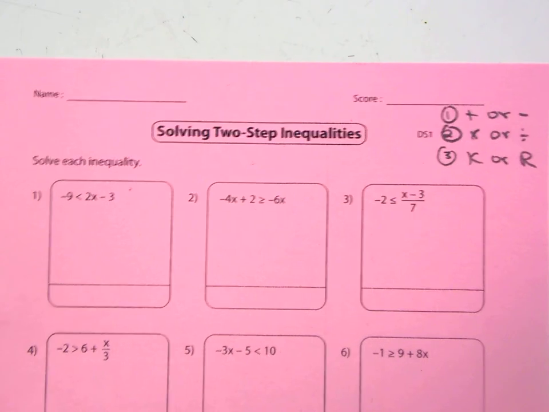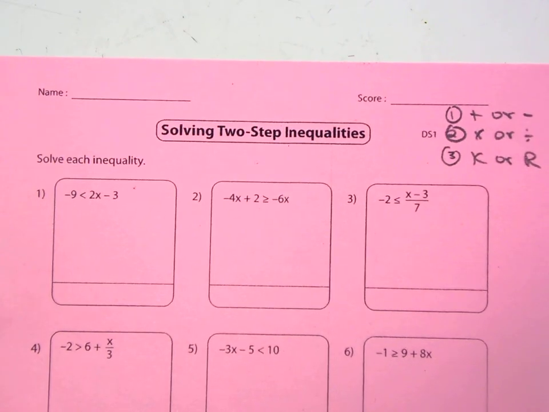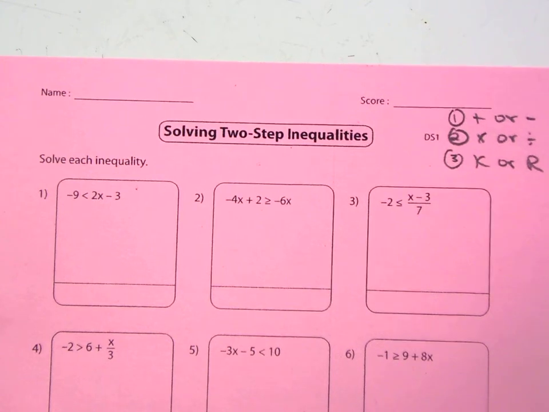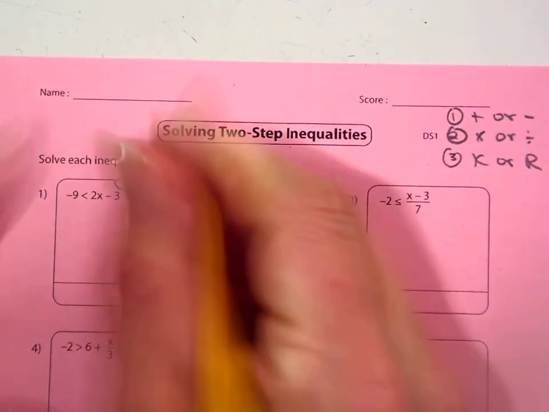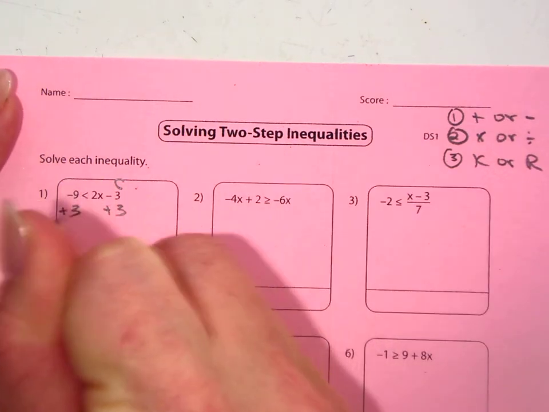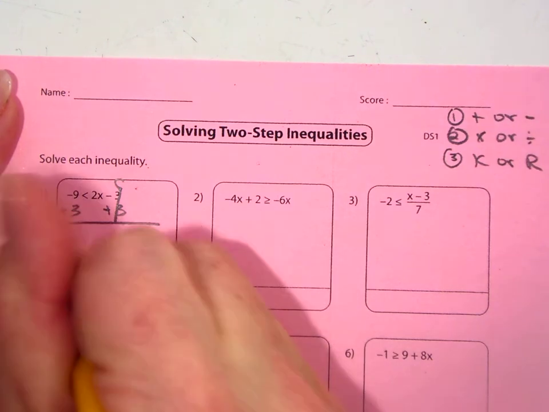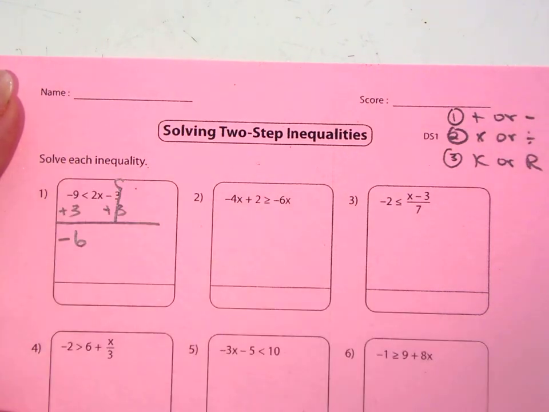So, number 1, do you have a constant? Who's your constant? Negative 3. Negative 3 is my constant. So if it's a negative, it becomes a, what I do to one side, negative 9 plus 3. Negative 6. The signs are different, you subtract. You're left with 2x and negative 6.